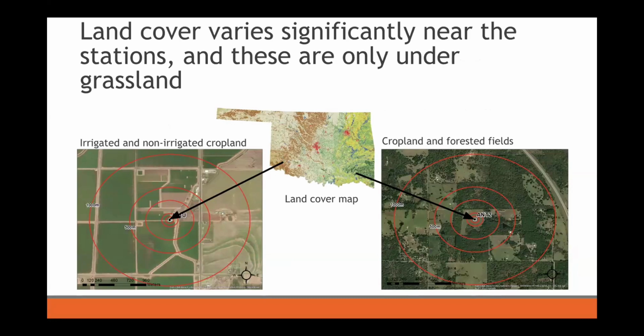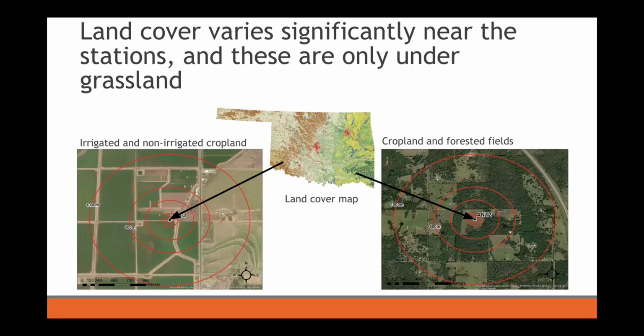If you look at the map in the middle, you see that the west side of Oklahoma is dominated by prairies and irrigated cropland. But if you go to the east, you start seeing more pastures and forests. So I put two contrasting examples here. The one on the left is the Altus station located in Jackson County. It's that little dot in the middle of the screen. That's the Mesonet station, and you can see that it's surrounded by irrigated cropland. And you can even see some of the irrigation canals in there.